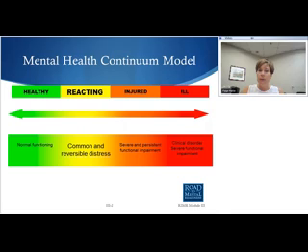After you reintroduce the continuum, the importance there is that you're normalizing the yellow phase, the reacting phase of the continuum, for both military members and their families. And that's why, if you notice on the slide, that section is bolded and in a little larger font than the other parts of the continuum.